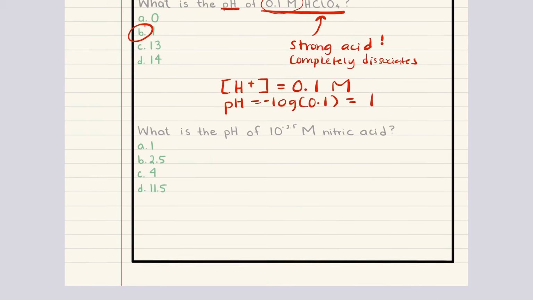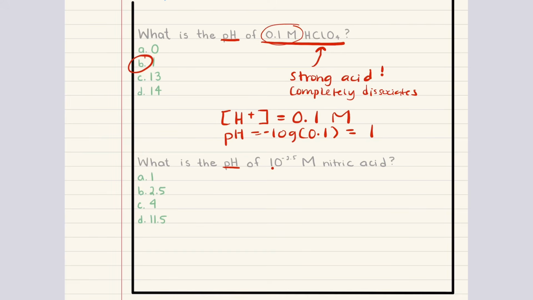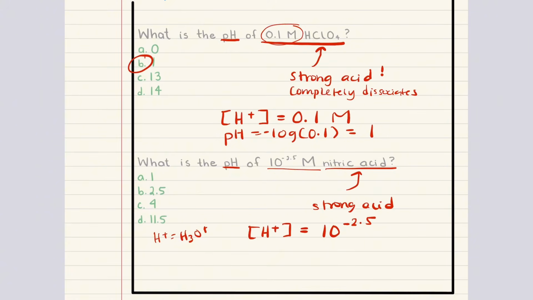The second question asks, what is the pH of a 10 to the negative 2.5 molar solution of nitric acid? Nitric acid is also a strong acid. So again, we can equate the hydronium concentration to the given molarity. That means the concentration of hydronium ions equals 10 to the negative 2.5 molar. The pH is the negative log of that value. So calculating that out, you're going to get that pH is equal to 2.5, and the correct answer is B.